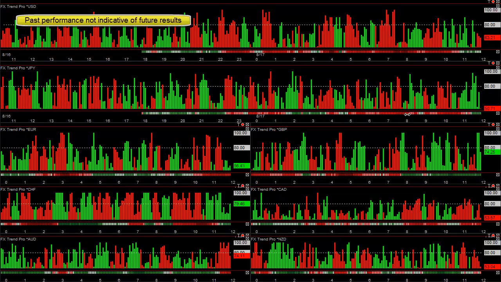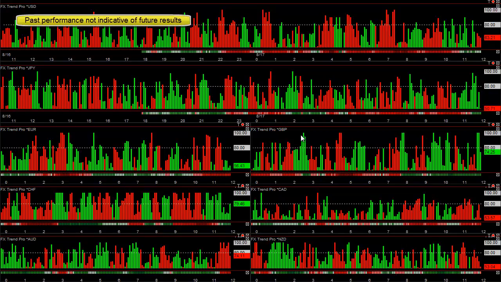So this is a new enhancement that we're releasing today. The FX Trend Pro is, without a doubt, our best statistical trend tool. The only drawback of it, it's very fast. It looks at the trends on a bar-by-bar basis. Sometimes trends last for 5 to 15 minutes, and other times, 30 minutes to 3 or 4 hours.